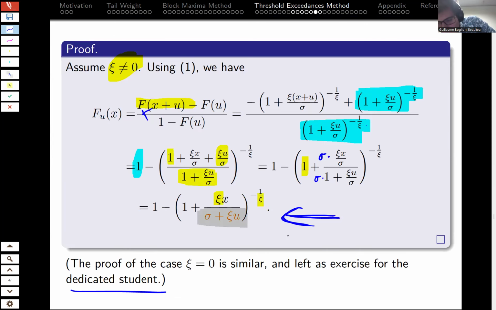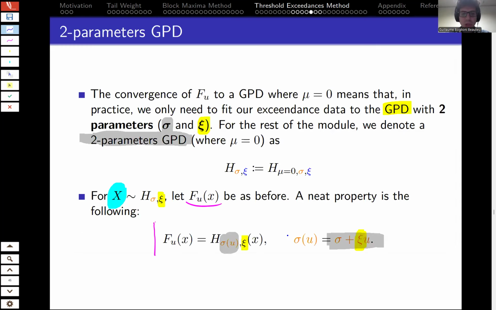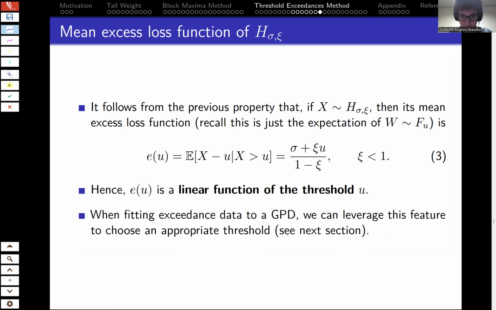Now, maybe this result is a bit interesting in itself. You have a two-parameter GPD, and exceedances are again GPD. Okay, good to know. But this result is useful for fitting. Especially, we are interested in the mean of the exceedances.